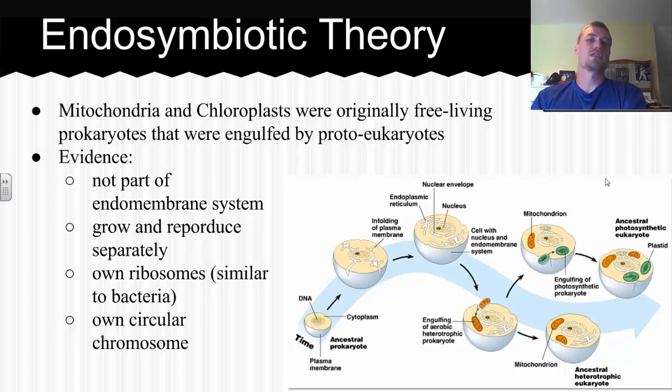So we have this idea, the endosymbiotic theory, and remember we've talked about the fact that evolution is kind of this driving theme behind all of biology. This theory is in regards to how mitochondria and chloroplasts evolved. The idea is that mitochondria and chloroplasts were originally free-living prokaryotes, which were engulfed by proto-eukaryotes, or early eukaryotes. So we would have an early eukaryotic cell that has its own nuclear envelope, and maybe some endoplasmic reticulum, and then it absorbs an aerobic prokaryote that is eventually going to evolve into the mitochondria.